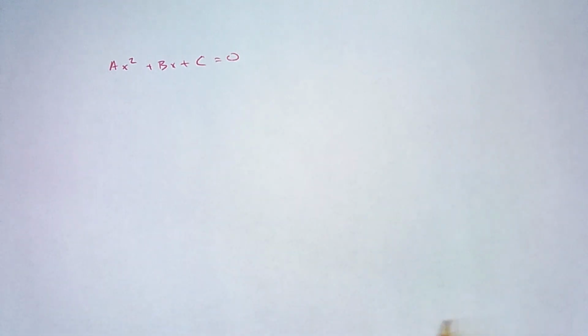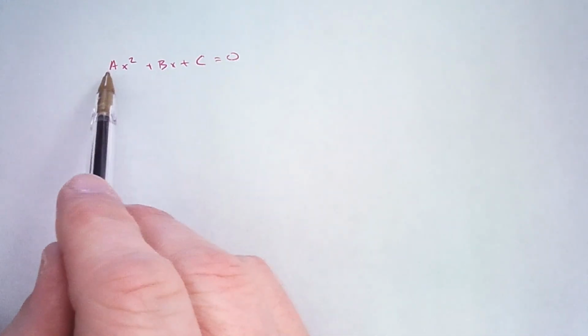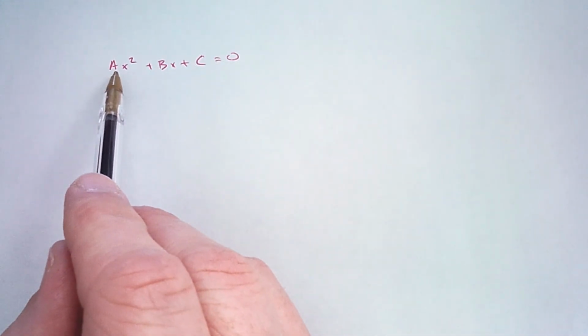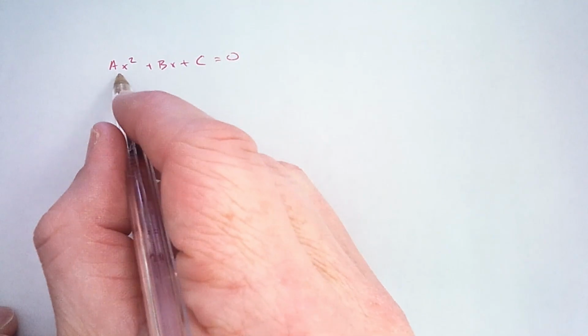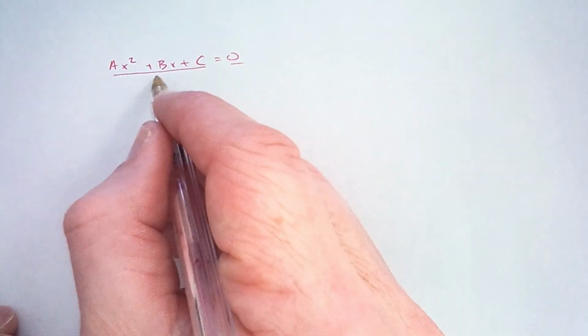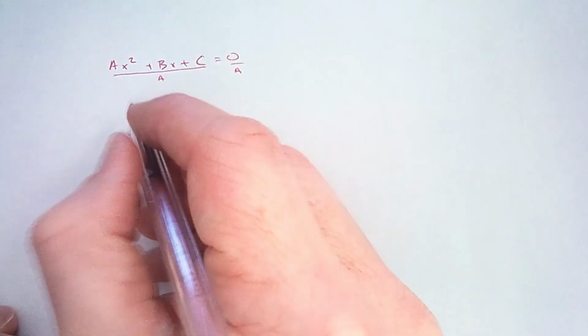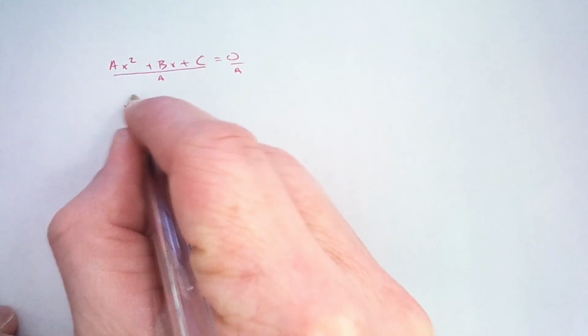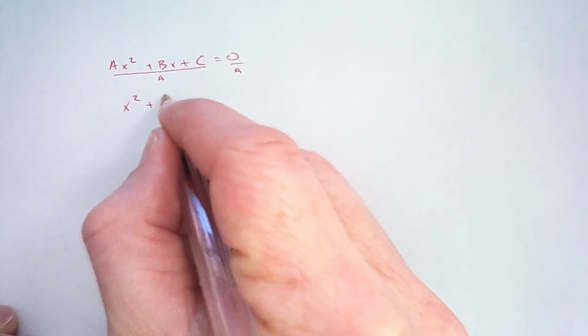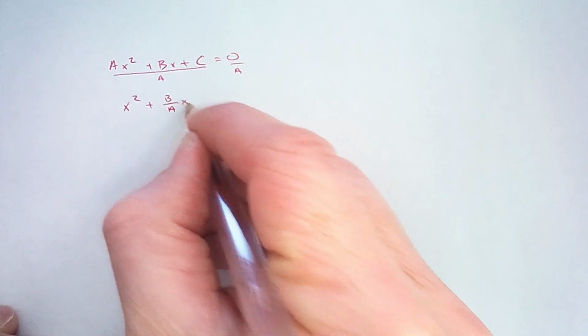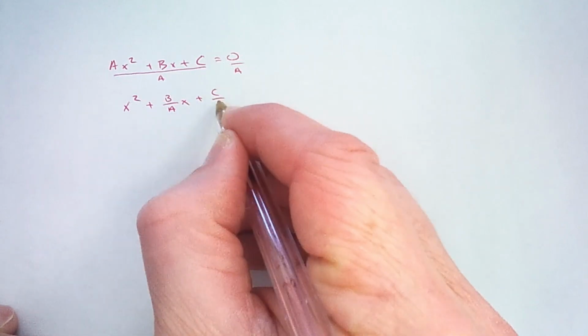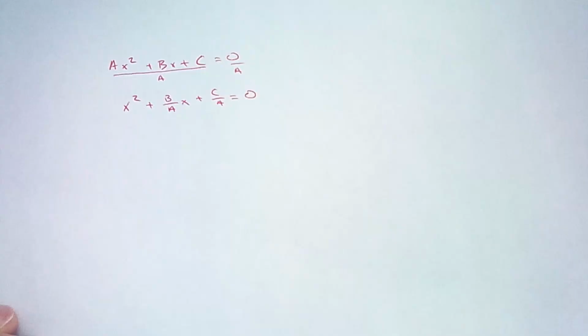In order to complete the square, the lead coefficient has to be 1, but currently it's a. So what we need to do is divide every term by a. Okay, so that gives us x squared plus b over a times x plus c over a equals 0. Now we have a lead coefficient of 1, so we can now complete the square.